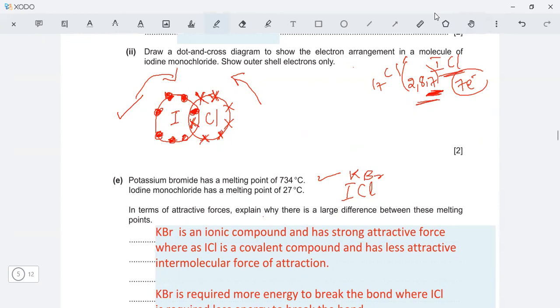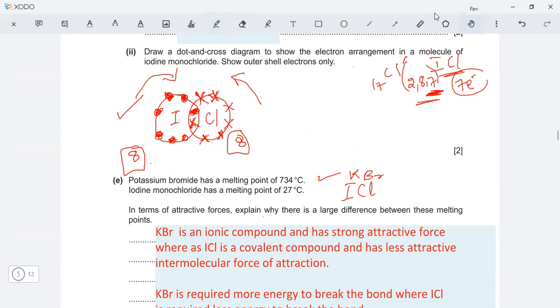Now look at it. They share one pair of electrons, right? If you talk about iodine, iodine is fulfilled with 8 electrons, so iodine satisfies the octet rule, whereas chlorine also satisfies the octet: 1, 2, 3, 4, 5, 6, 7, 8. Iodine also has 1, 2, 3, 4, 5, 6, 7, 8. So this is going to be the dot and cross diagram.